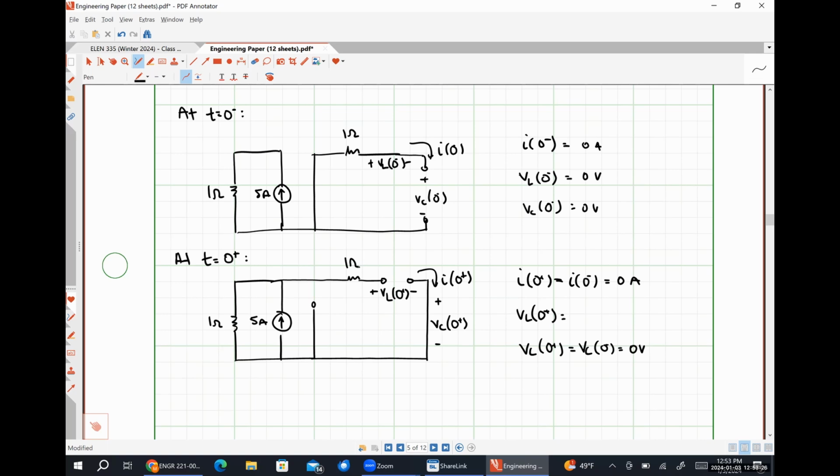I disagree. So no current is flowing through this 1 ohm resistor, which means the positive polarity terminal of our inductor could be here. The negative polarity terminal would be here. So the voltage drop across this inductor is going to be the same as the voltage drop across this 1 ohm resistor on the left. All 5 amps flow through the 1 ohm resistor because it's the only path. Therefore, VL at 0 plus looks like 5 volts to me. Anybody have a problem with that analysis? Okay.